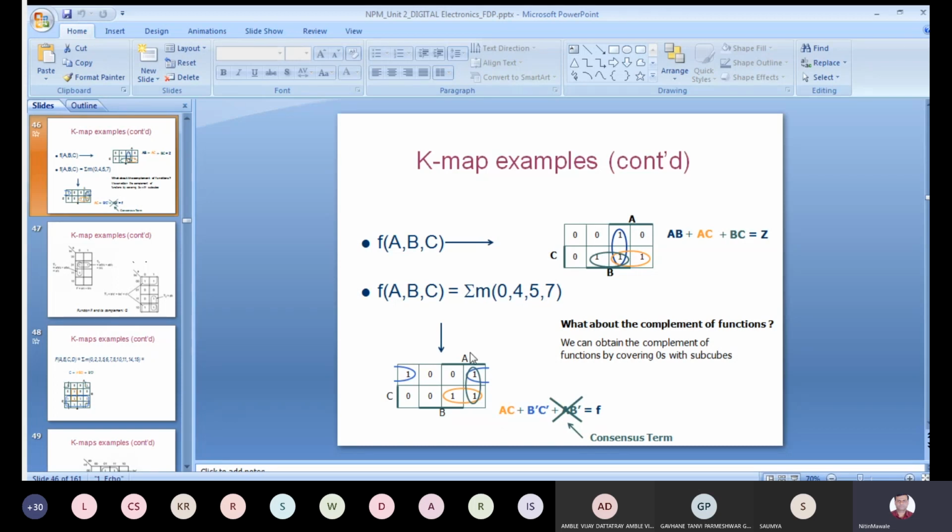Okay. Now if you have solved this three variable K-map in SOP, now go for the same equation in POS form. So function of ABC equals pi of M 3, 5, 6, 7. Solve it. And the second problem also you should solve with POS form.